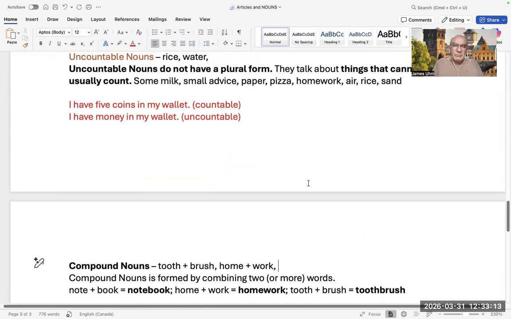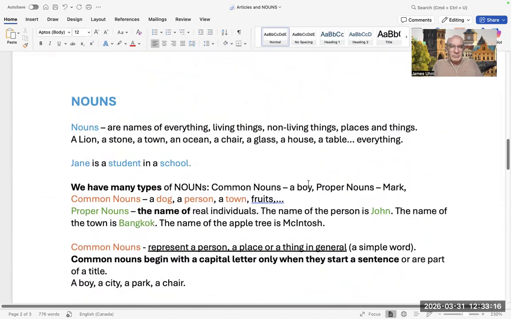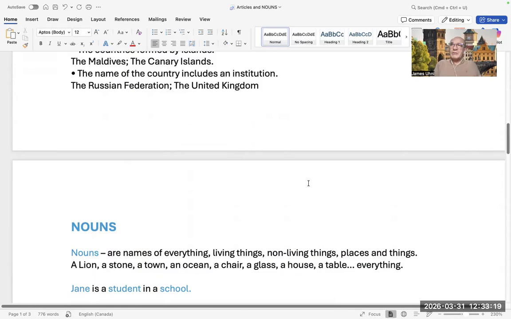But nouns, we have to distinguish them from verbs. Why do we have to do that? Well, it's very simple. I like swimming as a sport, and if I say I like swimming, I like running, I like writing, these are nouns. But I am reading, reading is a verb. I am running, running is a verb.